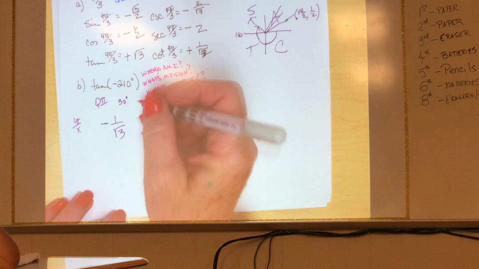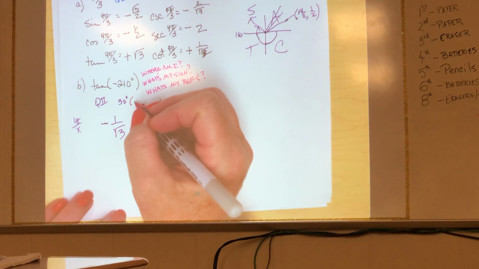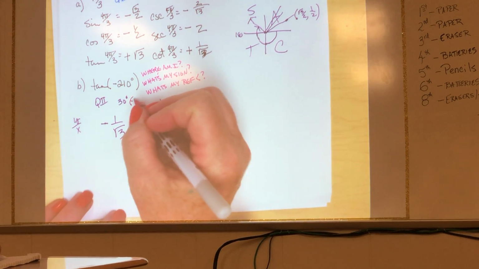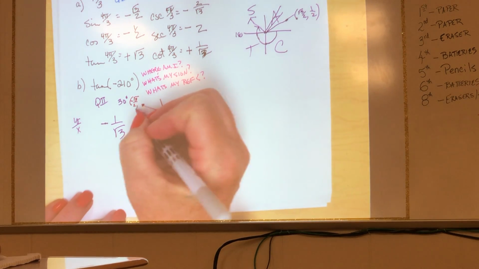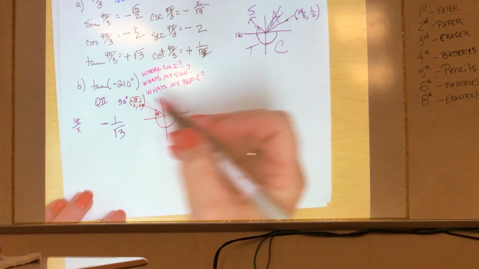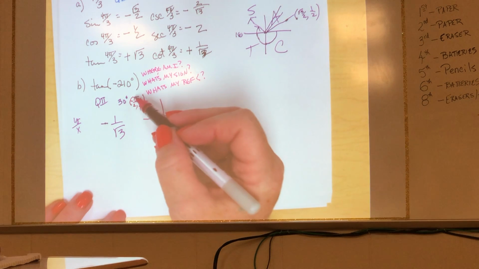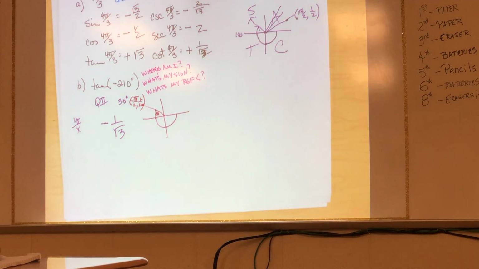So what's that point right there? That point right there is negative square root of 3 over 2, positive 1/2. Y over x, negative 1 over the square root of 3. And they wrote the answer down.